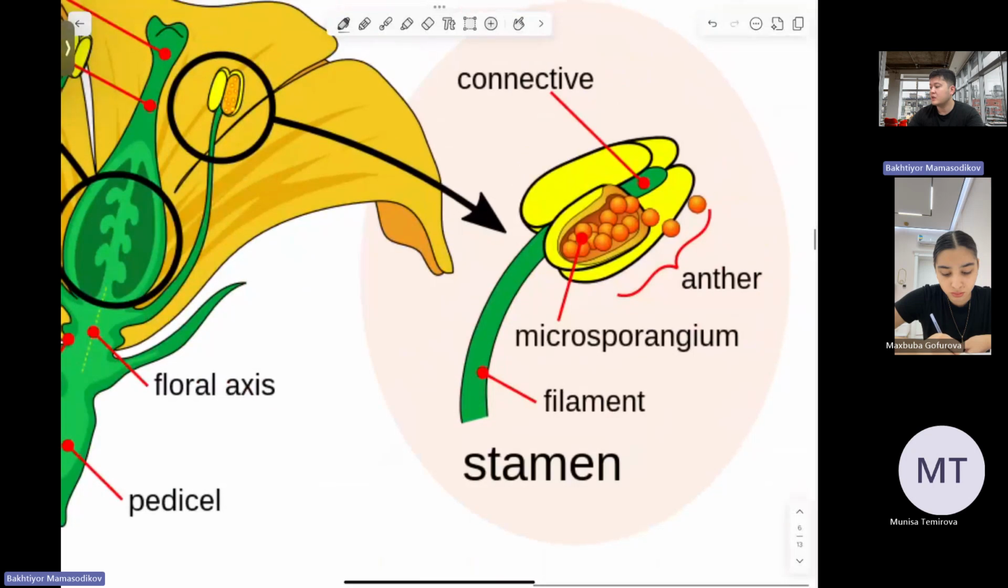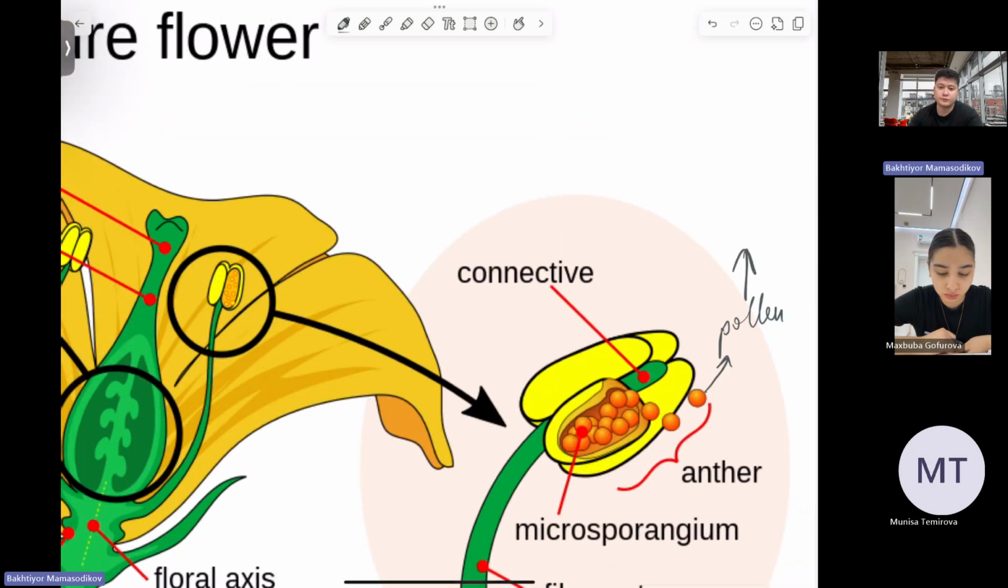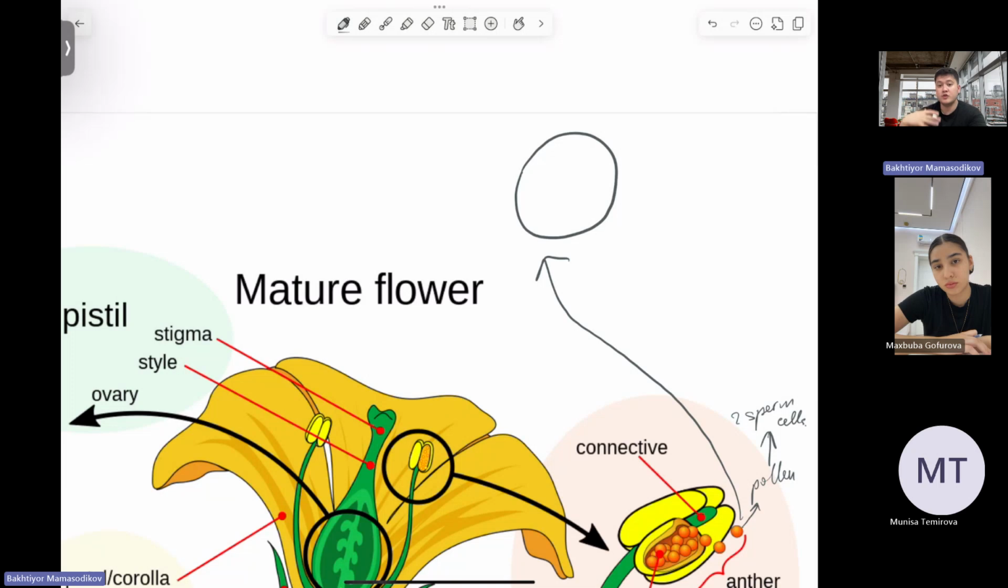As you can see here, this is the anther, and inside of the anther there are a lot of pollen grains. This is the pollen, and in one pollen there are two sperm cells. If I show you a mature pollen, imagine this is one big pollen. If I increase it in size, a mature pollen grain consists of one generative cell.